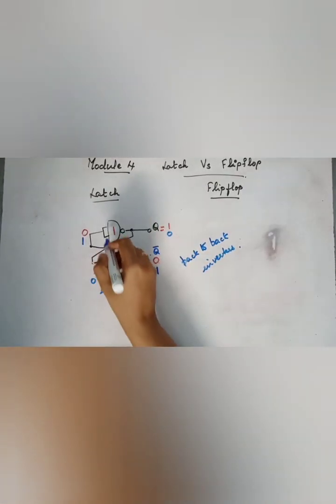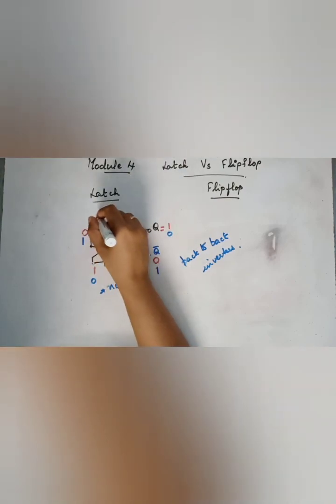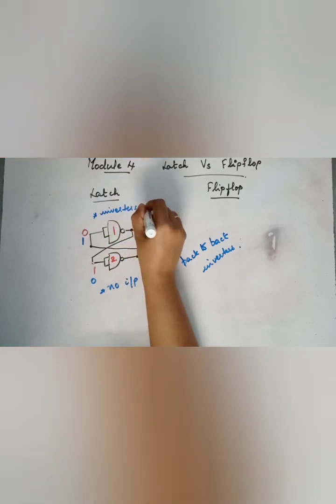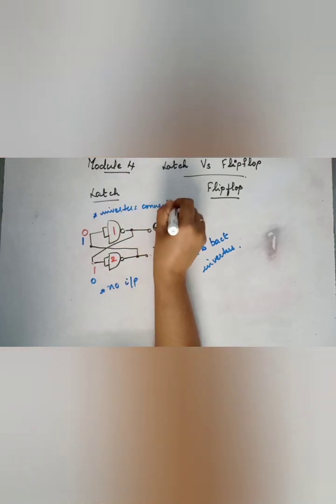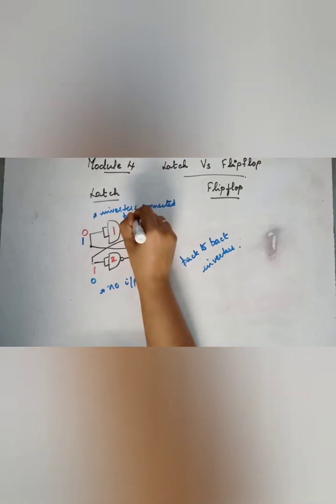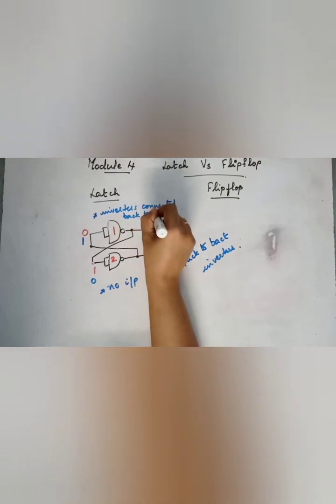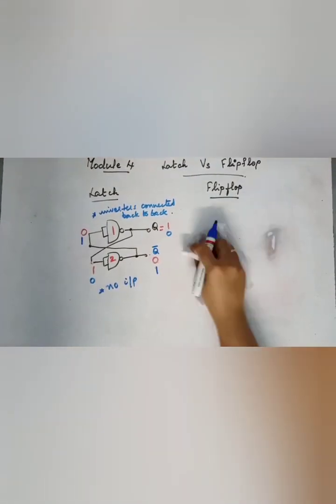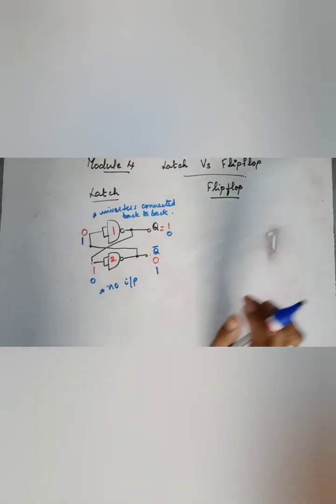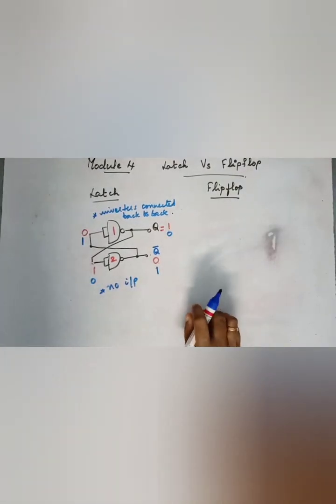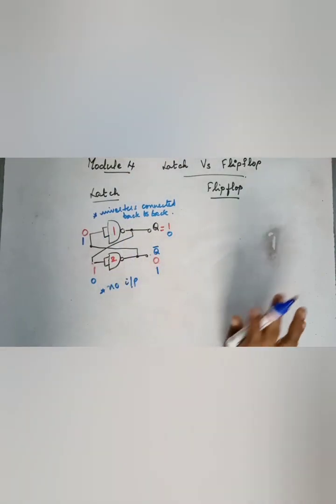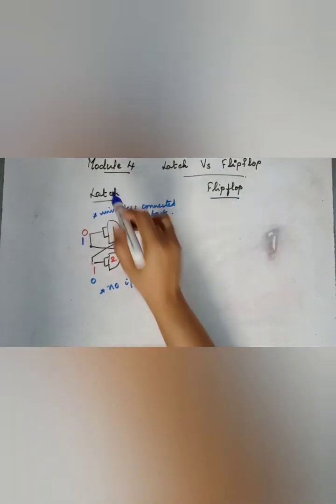So in inverters connected back to back, that is, the output of the first is connected to the input of the second, and the output of the second is connected to the input of the first. In this particular case it is called a latch.